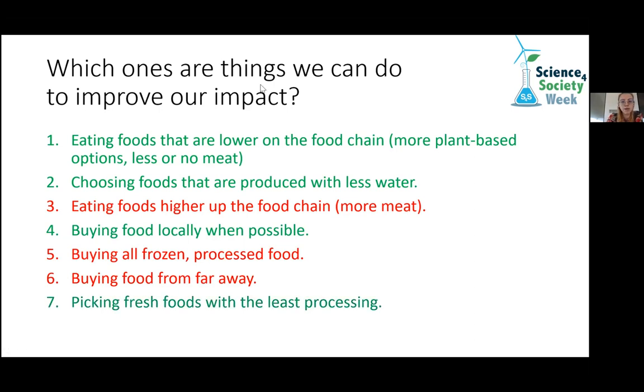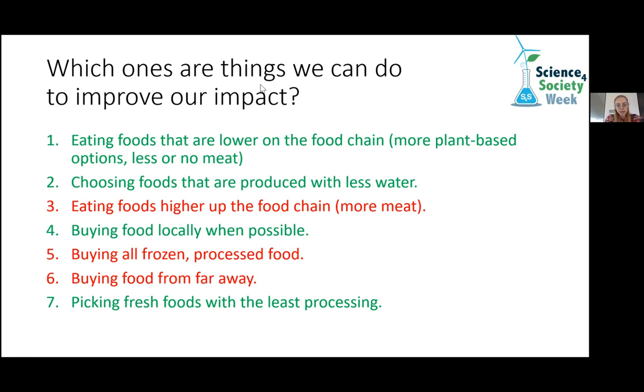And picking fresh foods with the least processing is a good thing we could do to improve our impact. So somebody has said, although we have a lower impact when buying imported plant foods compared to buying locally, because processing has more impact than transport. So that's why we have to have a look at this scale, because sometimes when we do import things from other countries, when it comes via transport that isn't flying, it can still have a lower impact than locally produced meat. So that is very important.